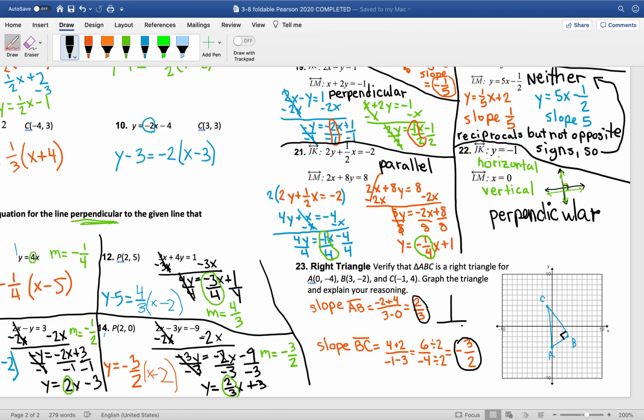So since I know that segment AB and segment BC are in fact perpendicular, that means that they meet at a right angle, and I put a right angle indicator here. And if this is a right angle, then yes, this is a right triangle.